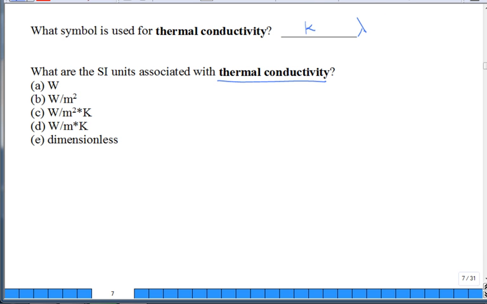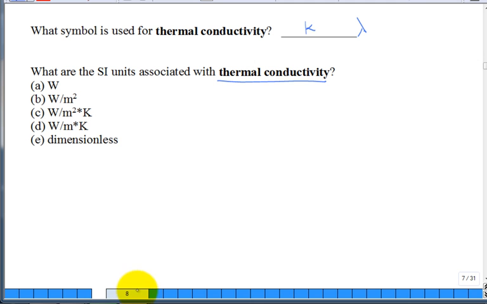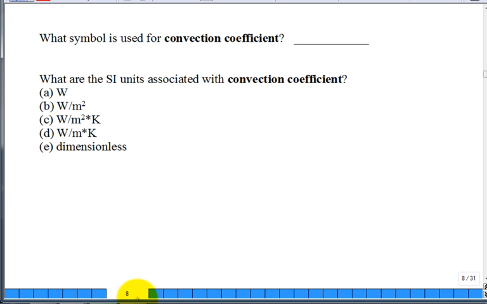And we'll take a look at the results. And very good. What is the common mistake? What would be the most common wrong answer? C. C would be the most common wrong answer. We reviewed convection. What symbol is used for the convection coefficient in this textbook? H. What is the SI unit associated with the convection coefficient?